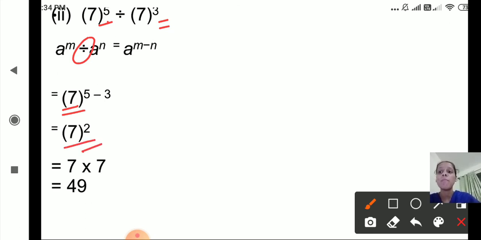Now we will not keep our answer till here because we have to find the value. In the question it is asked, find the value. If it is asked to simplify, then you will stop here, but in the question it is asked, find the value. So 7 raised to 2, we will find the value.